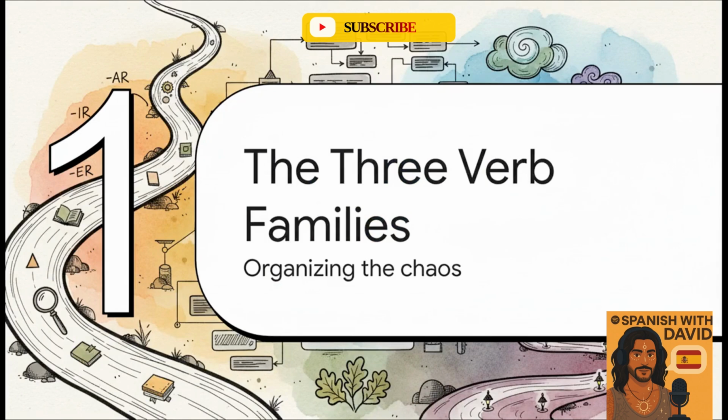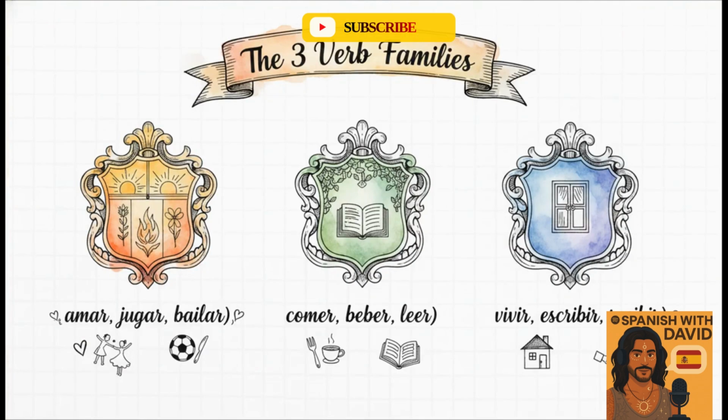And this is where we bring order to the chaos. Believe it or not, every single regular verb in Spanish, and yet there are a ton of them, fits perfectly into one of 3 families. You can think of them like 3 teams. And once you know what team a verb plays for, you instantly know its entire playbook. So here they are, our 3 families.